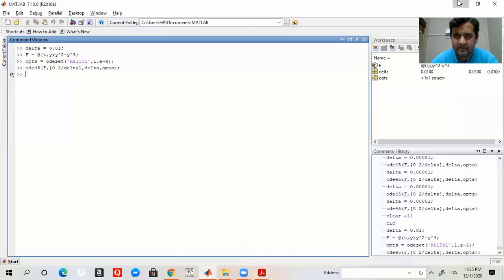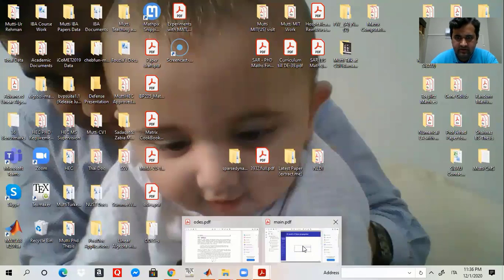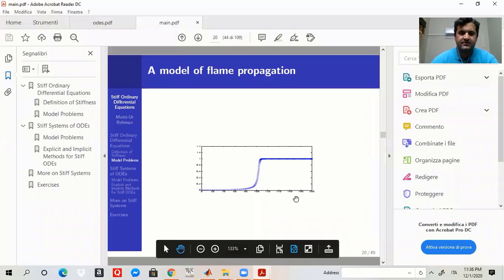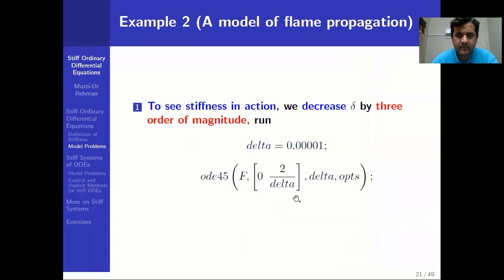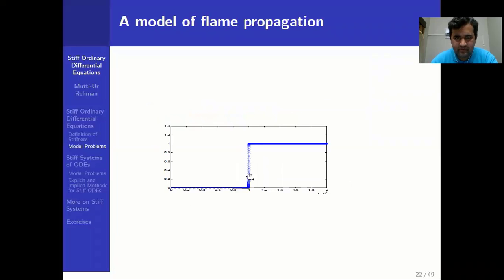Now the point is, to see the stiffness in action, let's say I play with delta, actually. So I increase the initial radius of the ball. Then let's see what will happen. How much? Let's say 3 times, 0.0001. I call ODE45, and then let's see what will happen. Wow.